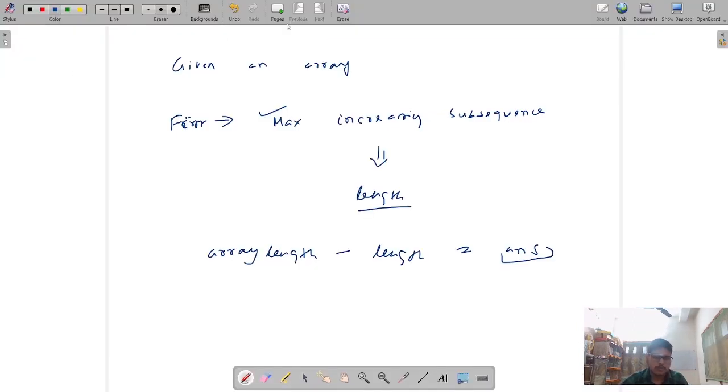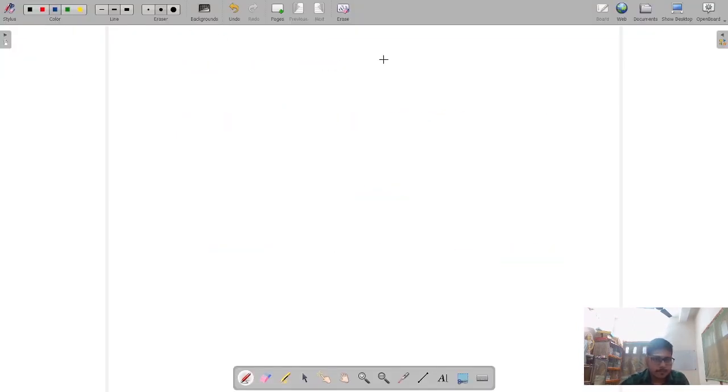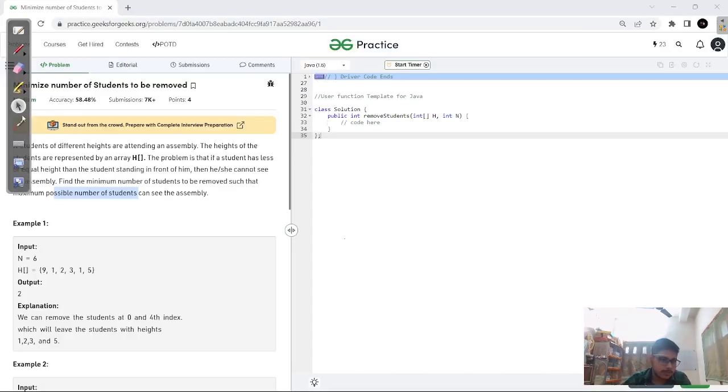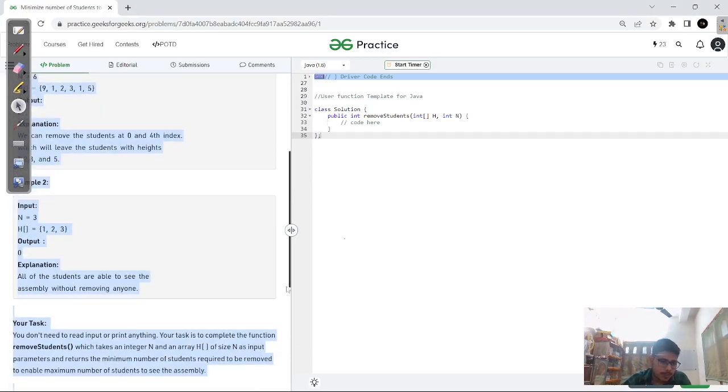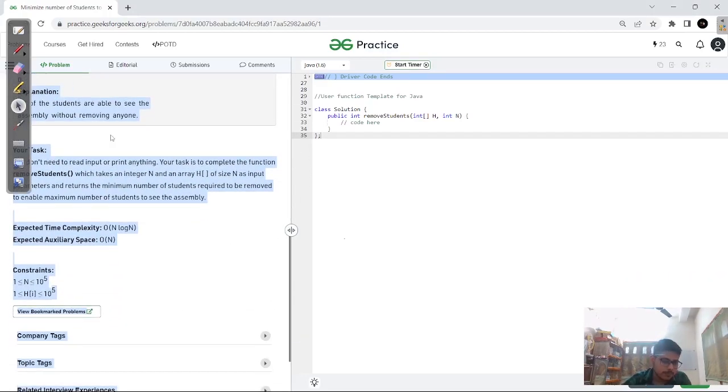There is an approach in O(n²) time complexity by creating an integer array of the same size as my given array, and just doing the DP process, dynamic programming process. So actually the question is asking for n log n complexity. Okay, so we don't need that approach here.